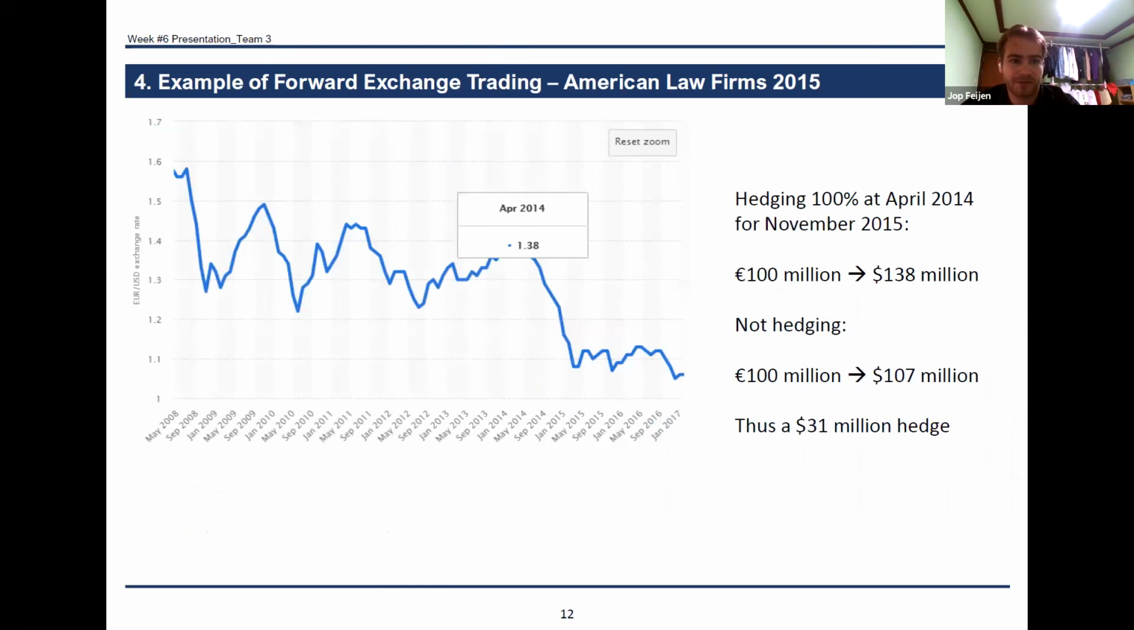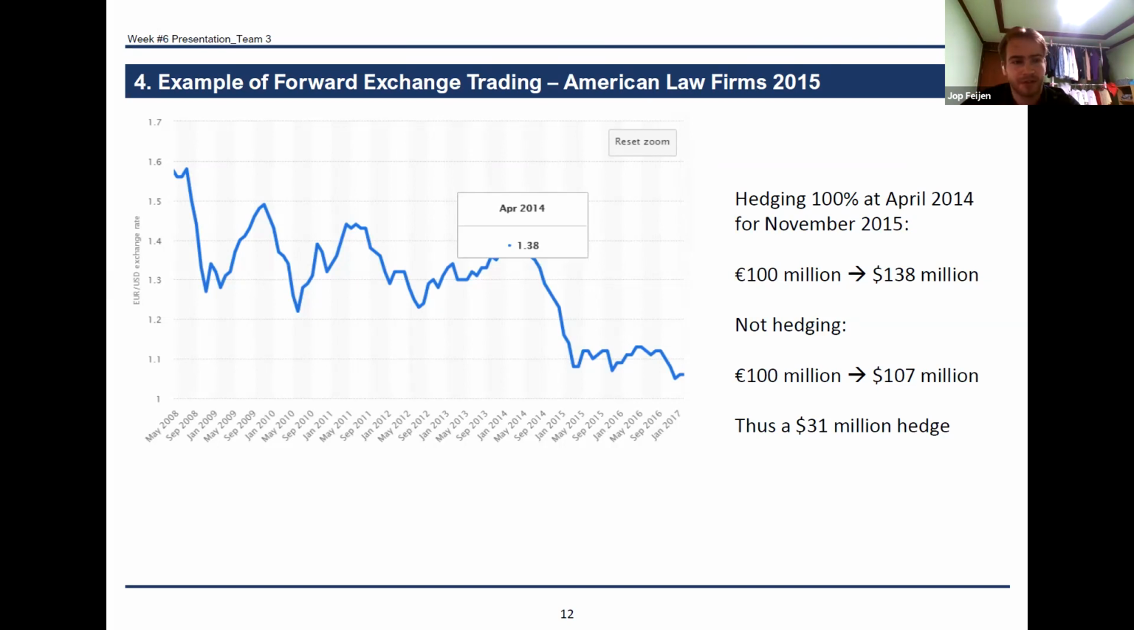If you take a look at the graph in this slide, we see the decrease in the euro dollar exchange rate from May 2008 to January 2017. On the last slide, we saw that at one point there was a very low point in November 2015 with $1.07. In April 2014, like 6 months earlier, the rate is a lot higher. It's $1.38 per euro. For your reference, the current rate as of March 2021 is $1.2 a euro.